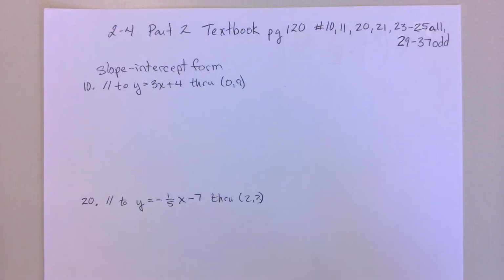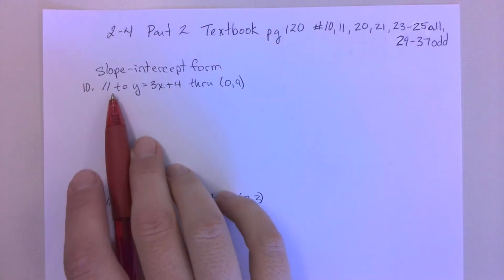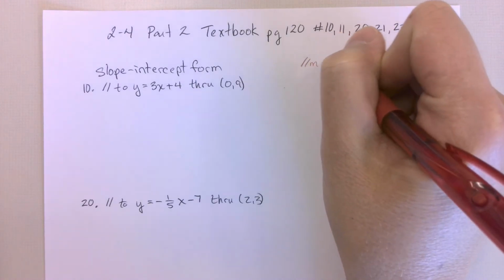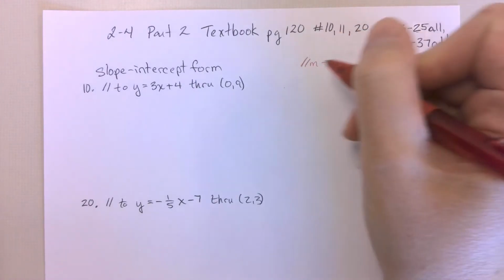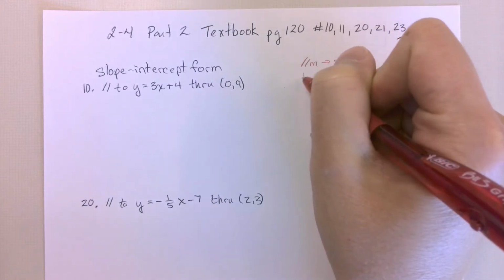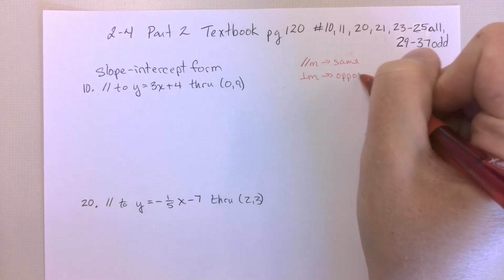Take some time here to go through some problems from our textbook from section 2-4 overall. So we are going to start off talking about our parallel lines. We want to remember that parallel lines will always have the same slope. So parallel slopes will always be the same. The perpendicular slopes will always be opposite reciprocals.